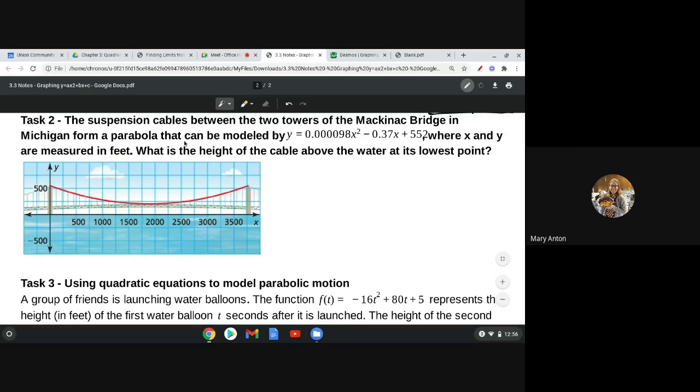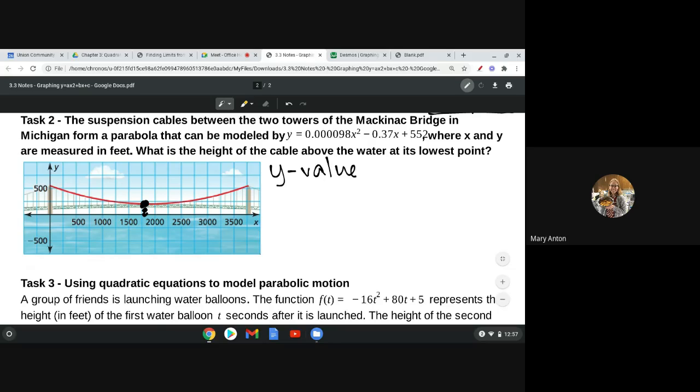All right, y'all. Suspension cables. These guys that go like this, like our lights, like this cord. The Mackinac Bridge in Michigan forms a parabola modeled by this equation, where x and y are measured in feet. What is the height of the cable above the water at its lowest point? What are we trying to find here? The x value or the y value? We're looking for the height between the water and the bridge, so that's the y distance. So we're looking for the y value.